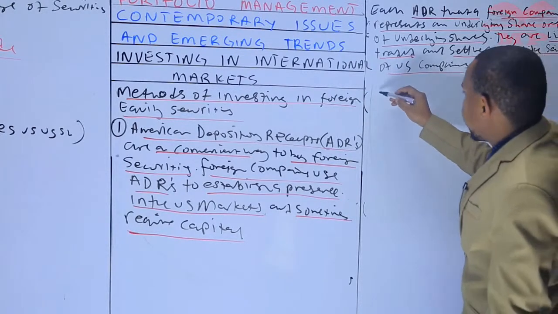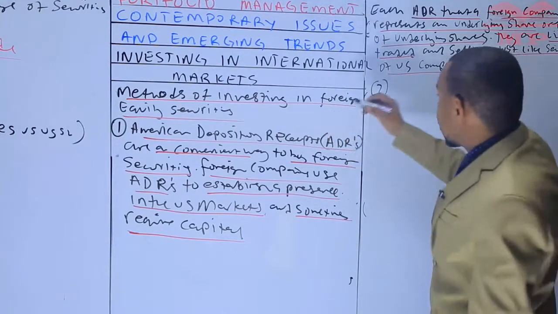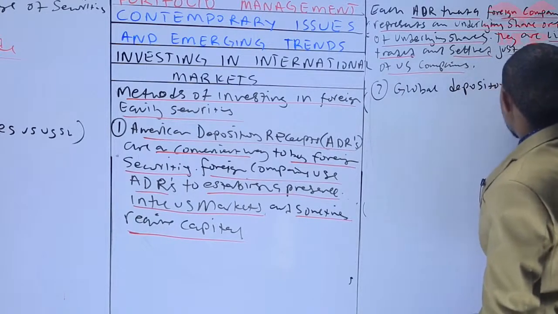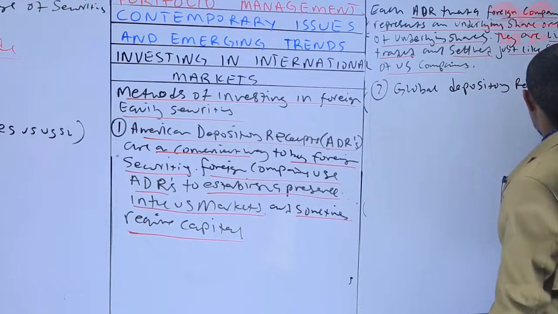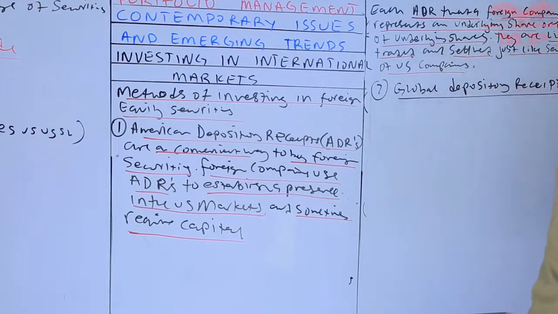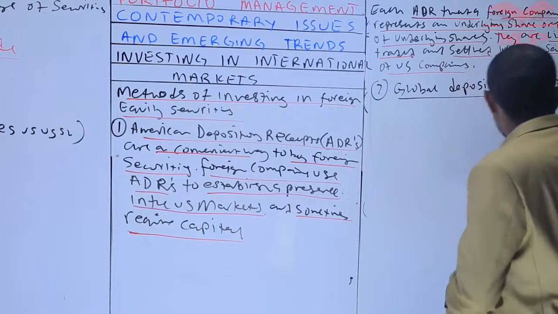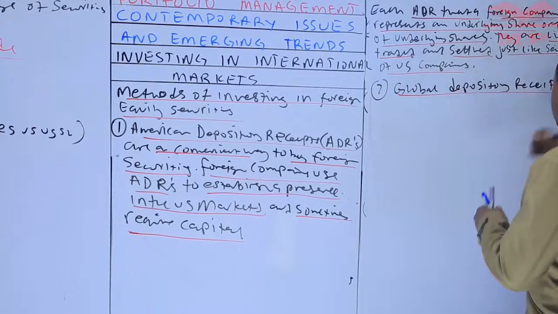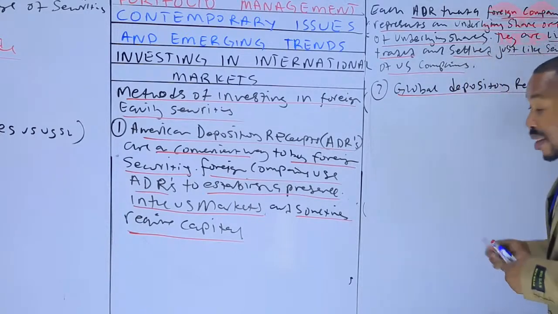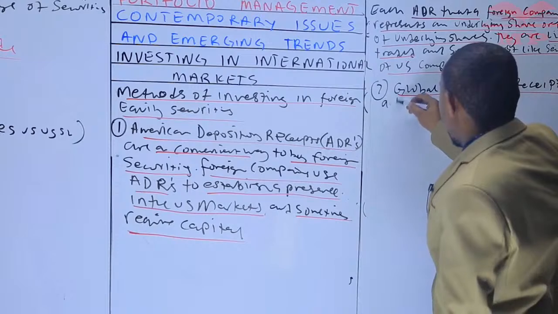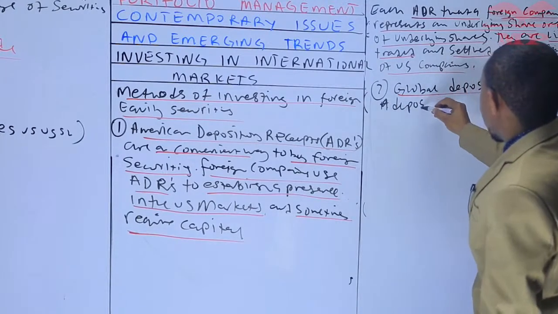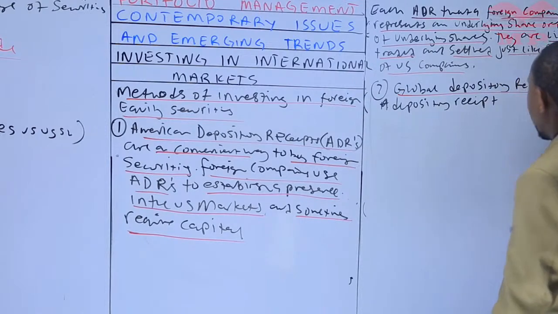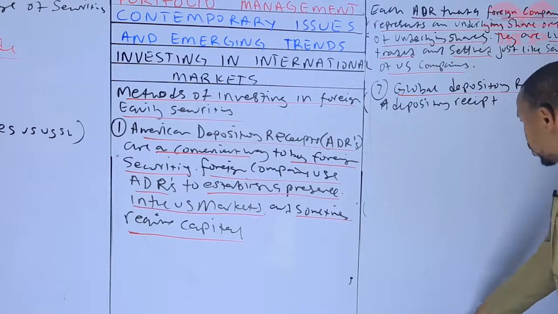Let's move on to the second one, global depository receipts. Let's just describe what it is.